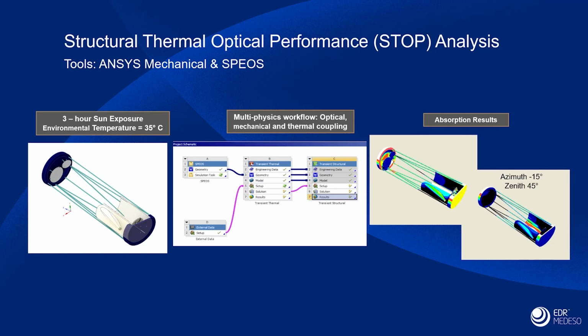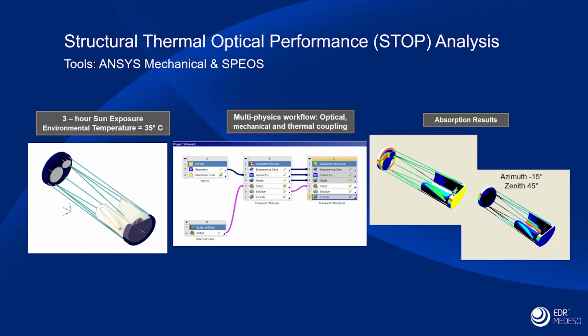Now, everything these days needs an acronym, so this is referred to as STOP, Structural Thermal Optical Performance. What you can see here is an example of an optical mechanism where the transient thermal analysis drives a transient structural analysis. And there's a link to SPIOS in there, which enables optical analysis. So we've got the transient thermal driving a transient structural, and we've got a SPIOS input there. This system is subjected to a 3-hour sun load, for example.